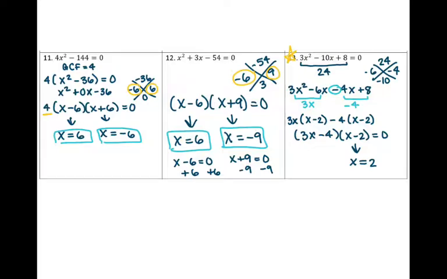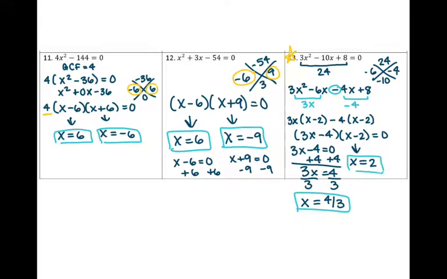Be careful with this first factor. This one you do need to actually solve. The answer is not positive 4, so be careful with that. I'm going to add 4 to both sides. That gives me 3x equals 4. Divide by 3, and you get x equals 4/3. So my two answers are 4/3 and positive 2.